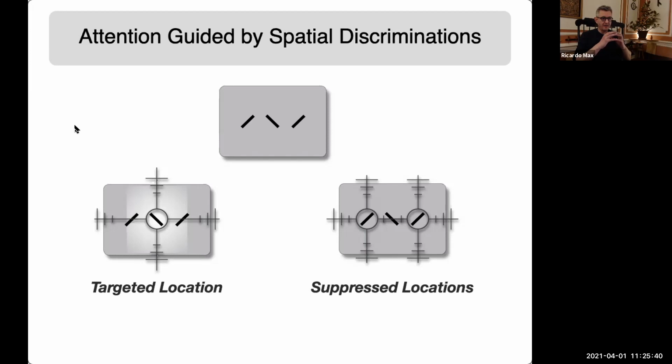So the common assumption, the common interpretation, is that our attentional system, which is guided by spatial discriminations in the case of a flanker task, is supposed to select only the targeted location and to suppress or avoid processing the distractor's locations.